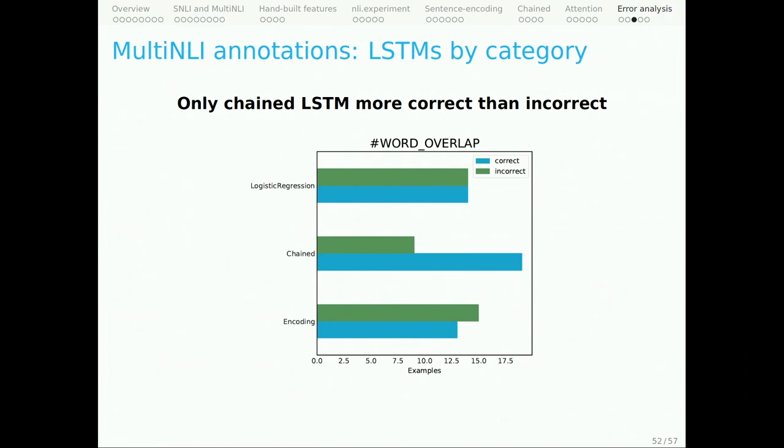Here's one where only the chained LSTM was more correct than incorrect, and this is word overlap. That's kind of surprising to me. I don't have an explanation for that. This would make perfect sense if I had added some attention mechanisms, but I didn't. And I would have thought that the logistic regression would be really good at this, but it's just about 50-50.